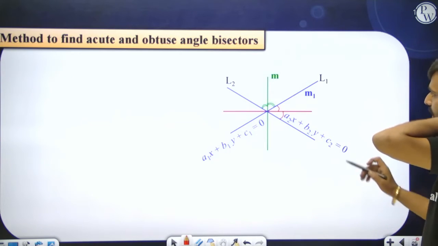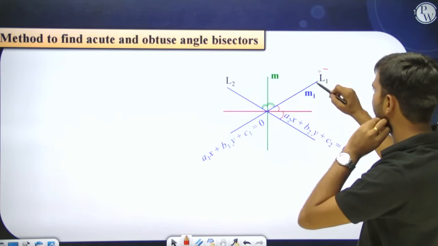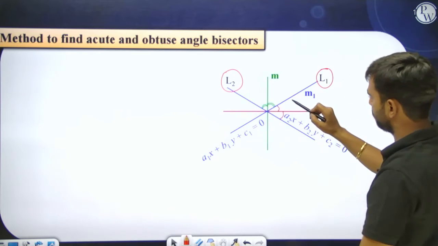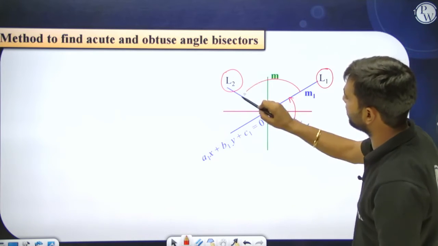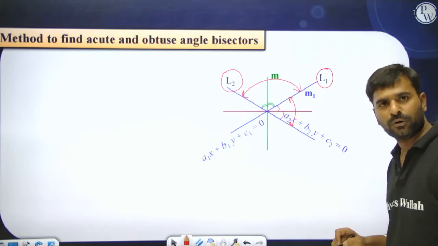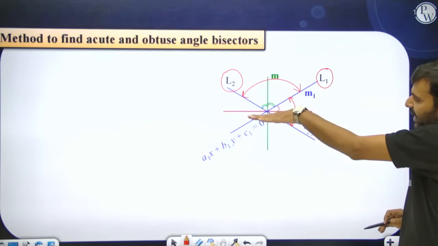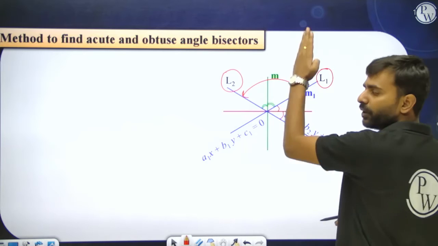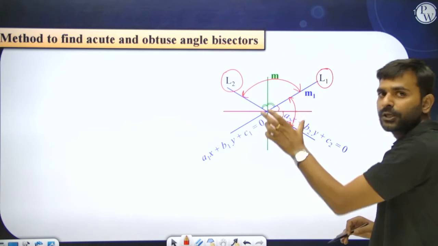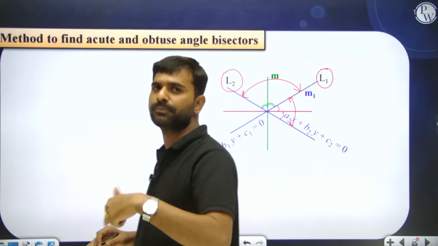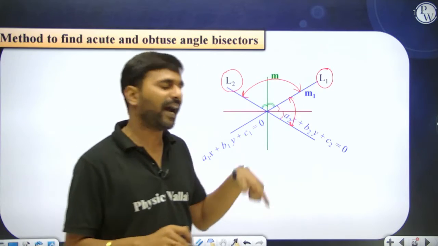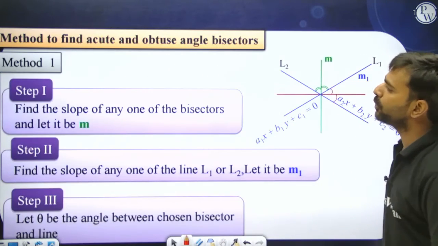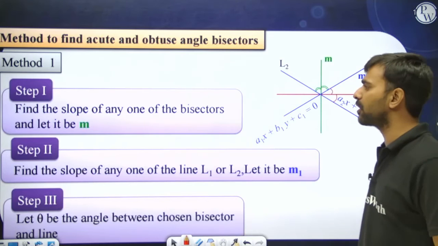Let's say these are the two lines L1 and L2, and this is one of the angles between the two lines and this is another angle between the two lines. One is the bisector of this angle, the red one, and another one is the green one, which is the bisector of this angle. One of them has to be the acute angle bisector and the other has to be the obtuse angle bisector. How to find that out? There are multiple methods. Let's talk about method 1.